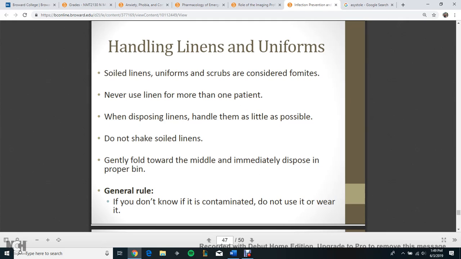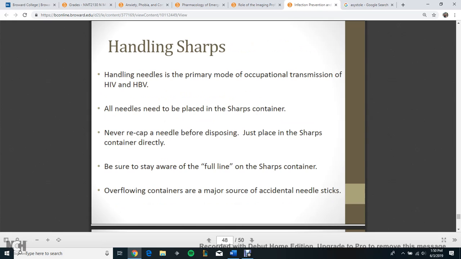Handling linens and uniforms. Soiled linens, uniforms, and scrubs are considered fomites. Never use linen for more than one patient. When disposing of linens, handle them as little as possible. Do not shake soiled linens. Gently fold toward the middle and immediately dispose in the proper bin. General rule: if you don't know if it's contaminated, do not use it or wear it.